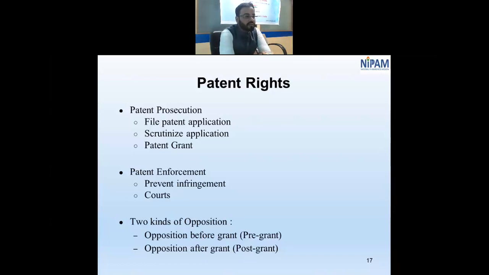So once you file a patent application, your patent application is scrutinized by the office. And if your application is found to be in order, complying with the rules and regulations of the Indian Patent Act 1970, your application will proceed for grant and you will get a patent certificate. Now, after getting the certification for your invention, if someone else tries to trespass into your intellectual property or infringes, which is infringement in the patent intellectual property domain, it is called trespassing.